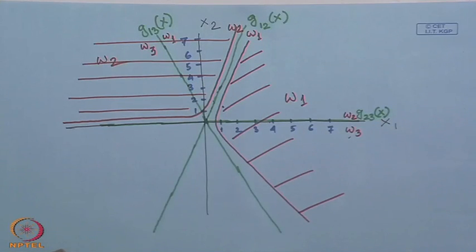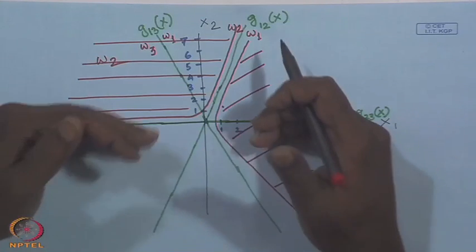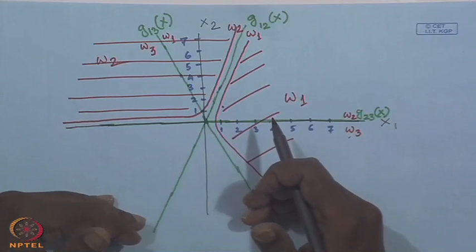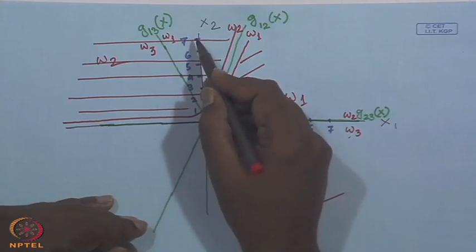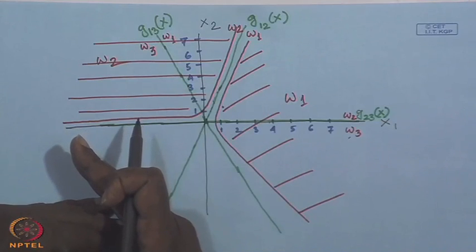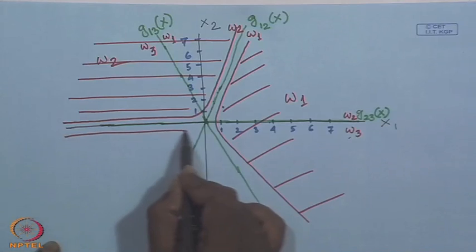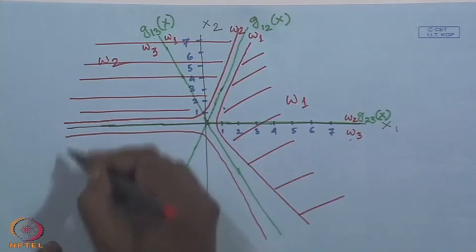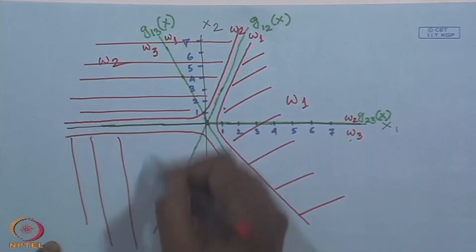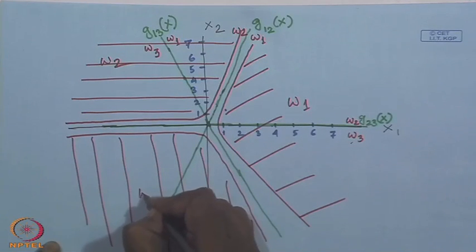And coming to omega 3, this G23(x) tells me that this lower half goes to omega 3 and G13(x) tells me that it is this half which goes to omega 3, and intersection of these two is nothing but this region. So, this is the region which is going to class omega 3.